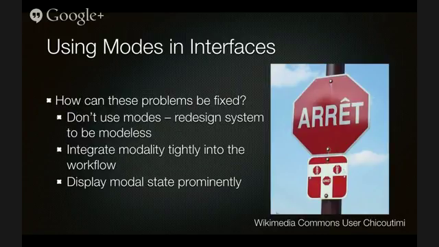So how do you fix the problem? Well, one, don't use modes. Redesign systems to be modeless when possible. We'll talk about that a little more in a second. Two, integrate modality tightly into the workflow. That's back to the Photoshop thing, where you're really actively managing how the modes work. And three, display modal state prominently. This is an example of a stop sign in, let's say, France, that shows you the state of the stop sign, like these other people also have stop signs, or these other people don't. It's just an example of showing state.